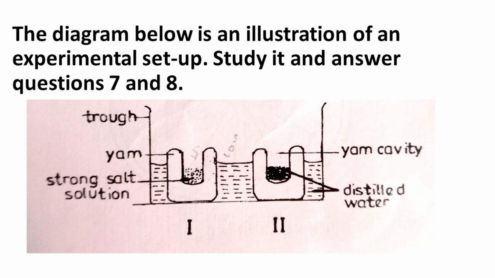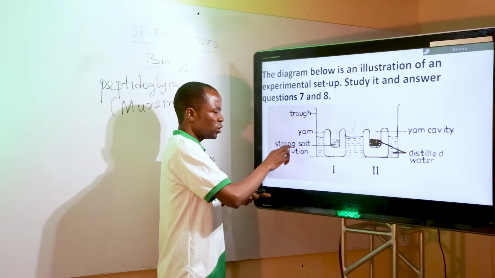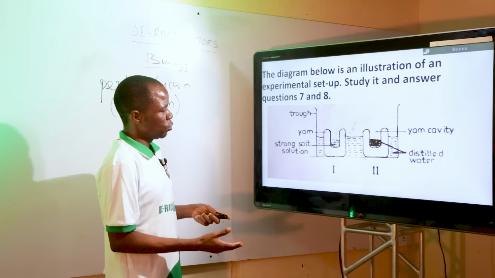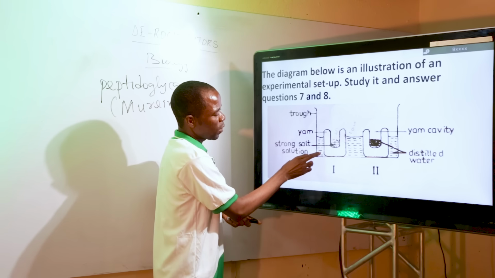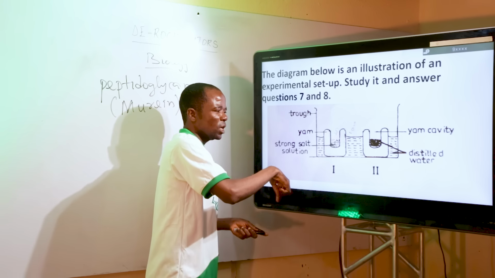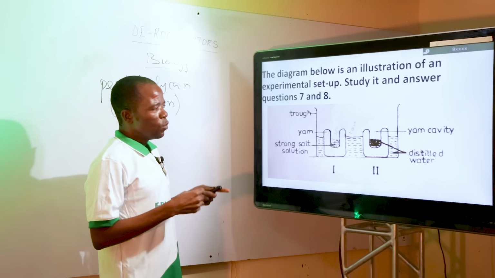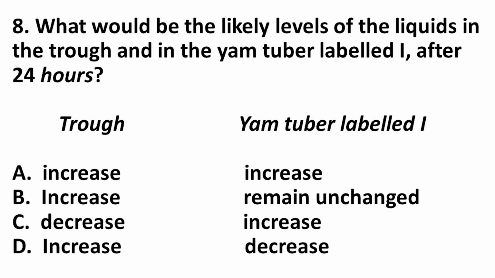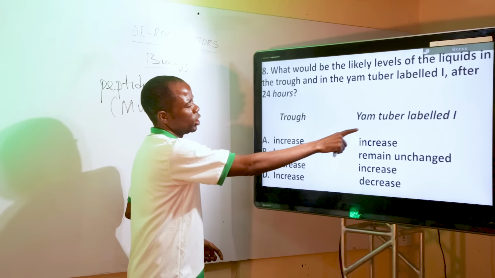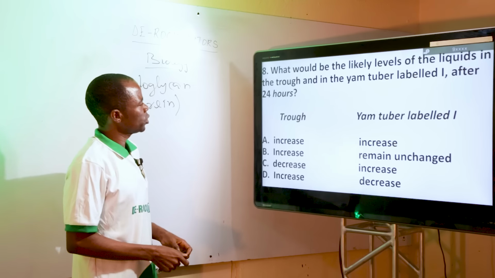And we know that during osmosis, water will move from the trough, will pass through the stem of the yam cavity and go into the strong salt solution, which is hypertonic solution. So there will be movement of water from the trough into the yam tuber. So the level of water in the trough will be reducing. And on the other hand, the level of water in the yam tuber will be increasing. So let's look at the option that satisfies that. The level of water in the trough, like I've said, will decrease, whereas the level of water in the yam tuber will increase. So the correct option here is definitely option C.